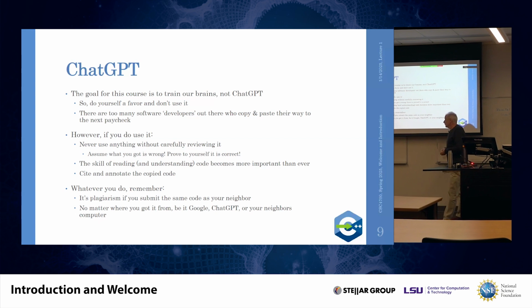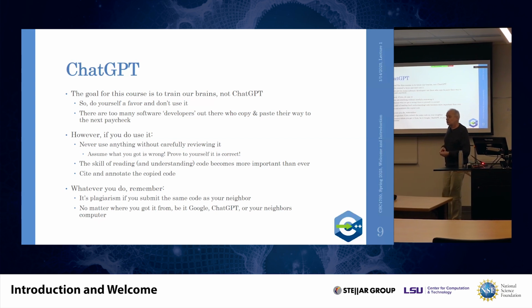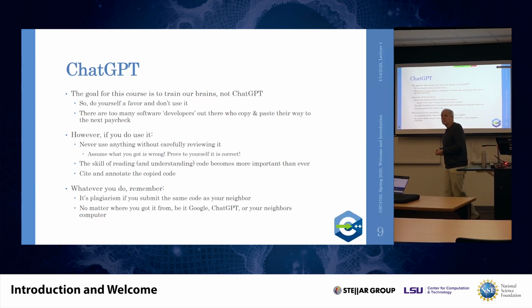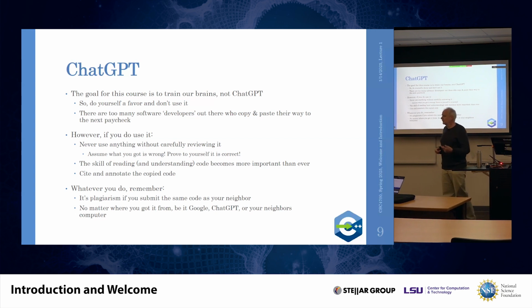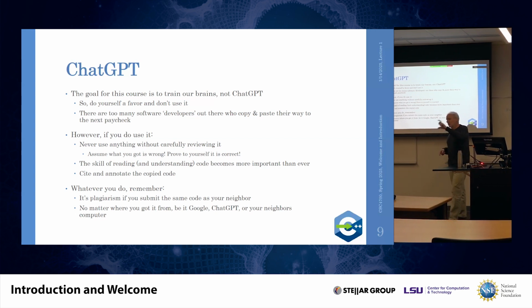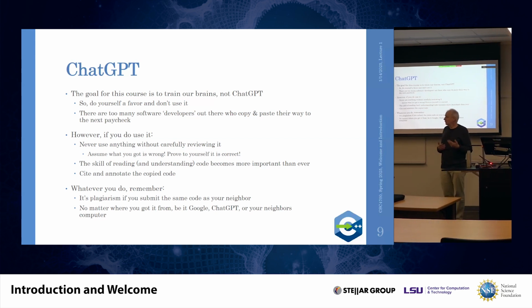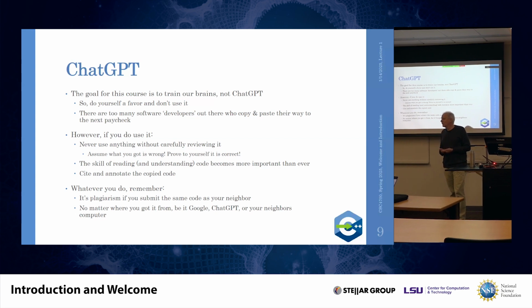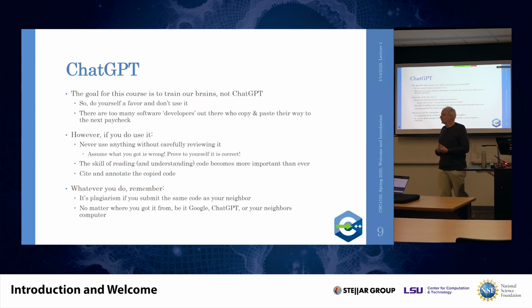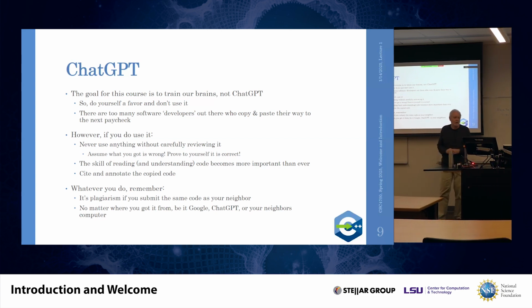If you use ChatGPT, like any other source code you might copy from somewhere else, please cite it and annotate it in your assignment. Tell me, this code I copied from over there. Fine. That means it's not plagiarism anymore. I might deduct some points. I might tell you, hey, okay, you didn't do your homework, you copied everything, but at least it's not plagiarism. Okay, so be honest about it, and that's perfectly fine.